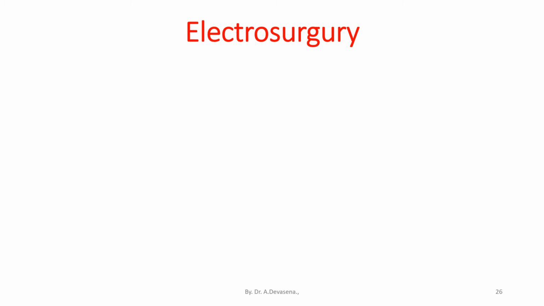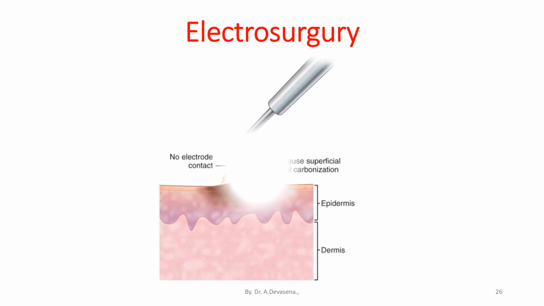Electrosurgery representation is shown below. Here is a representation. The electrode is kept above the tissue. There is no contact between the electrode as well as the tissue. Here the sparks cause superficial epidermal carbonization. It happens over the epidermis. Below the epidermis we have dermis. This is indicated in this representation.